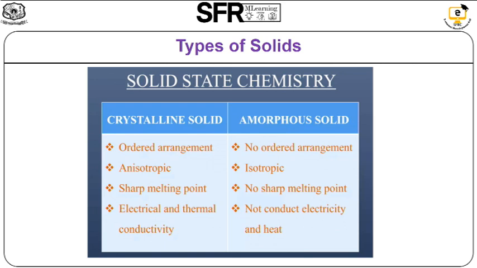In a crystalline solid, the arrangement is ordered. In an amorphous solid, there is no ordered arrangement. In a crystalline solid, anisotropic nature is found. In an amorphous solid, isotropic nature is found. In a crystalline solid, a sharp melting point is observed. In an amorphous solid, there is no sharp melting point. Crystalline solids show electrical and thermal conductivity. In amorphous solids, conductivity of electricity and heat is not observed.